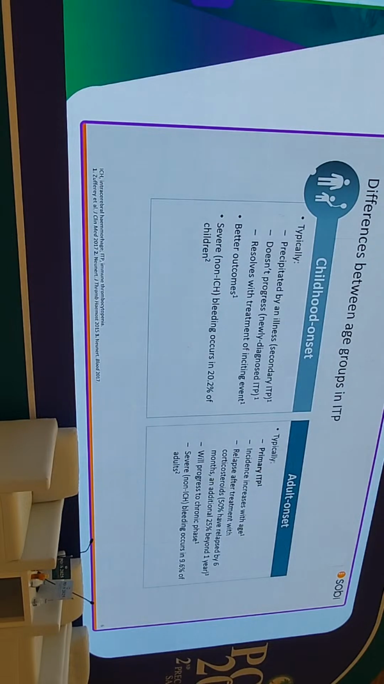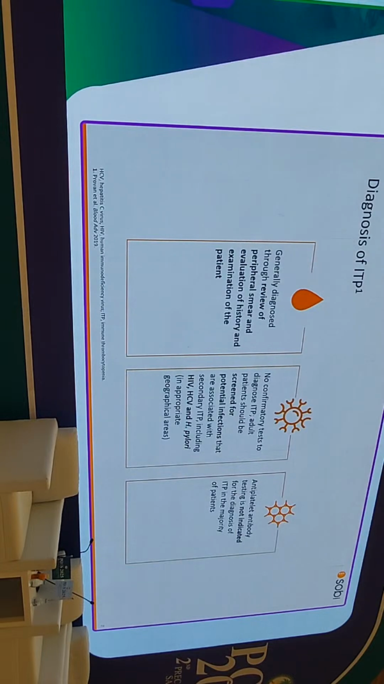I wish we had studies of upfront use of TPO receptor agonist in the first line, but currently steroid is the mainstay of first line treatment in ITP in the acute setting. If the patient is progressing from newly diagnosed to persistent, then chronic, then it's the place for TPO receptor agonist. The incidence of serious bleeding can occur in adults, but this is uncommon.